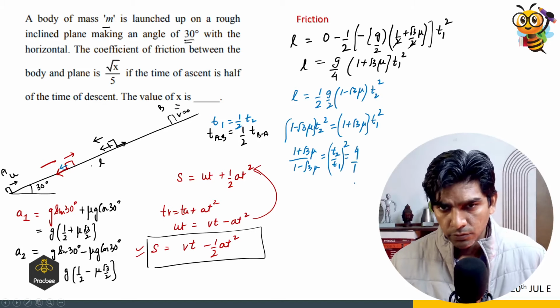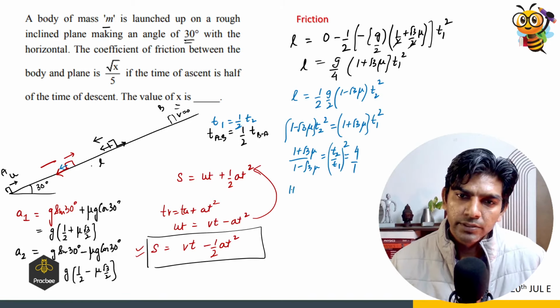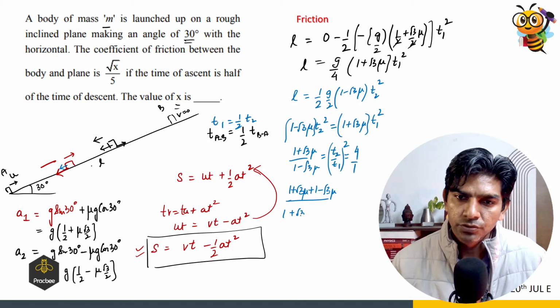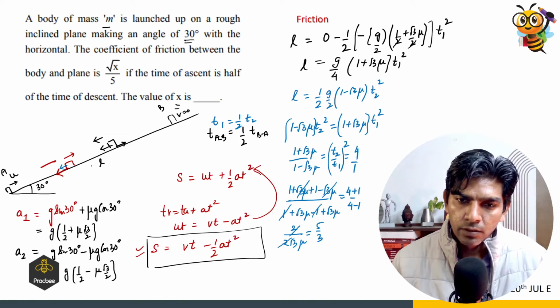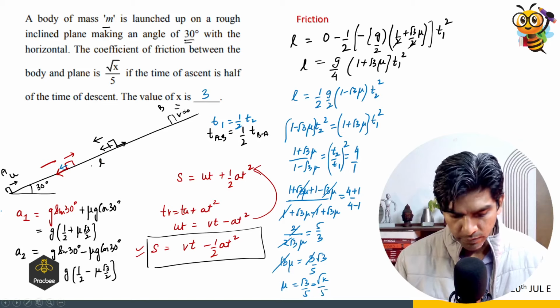Now we can use componendo and dividendo. So 1 plus root 3 mu plus 1 minus root 3 mu divided by 1 plus root 3 mu minus 1 minus root 3 mu is 4 plus 1 upon 4 minus 1. So this gets cancelled out, this gets cancelled out. We get 2 divided by 2 root 3 times mu, which is 5 by 3. The 2 will get cancelled out, so root 3 mu is equal to 3 by 5, or taking root 3 to the other side, mu comes out to be root 3 by 5, which is given as root x by 5. So x will be 3, right?